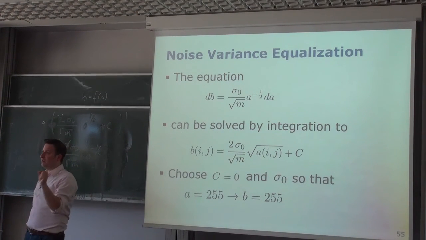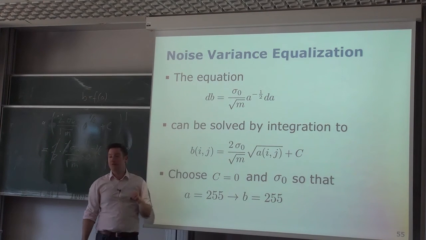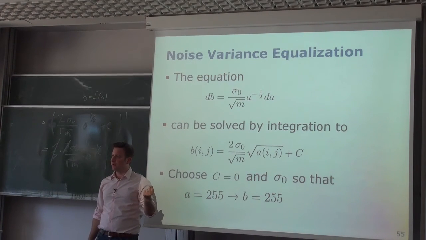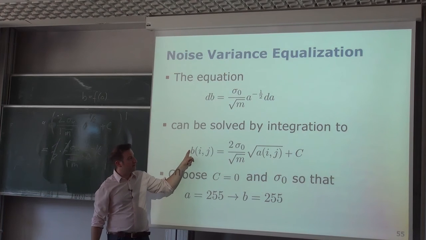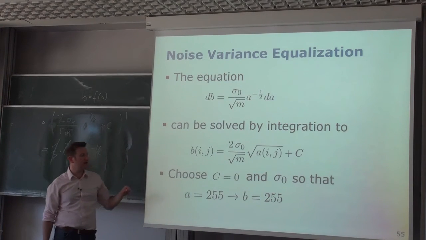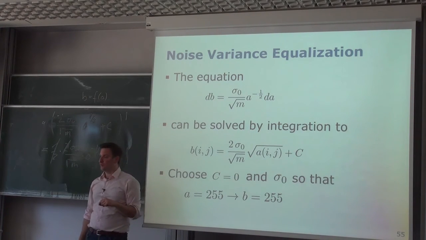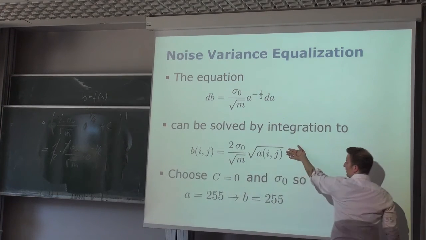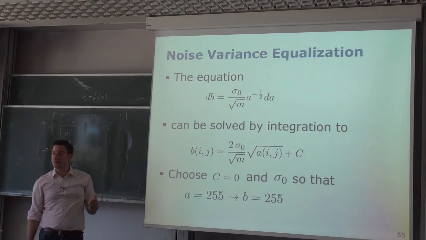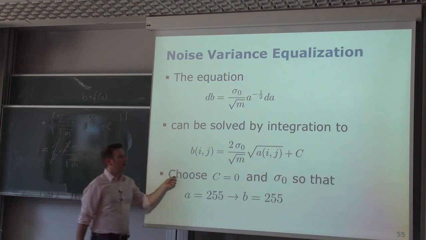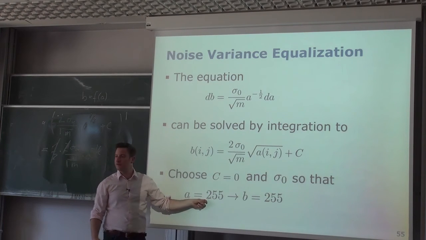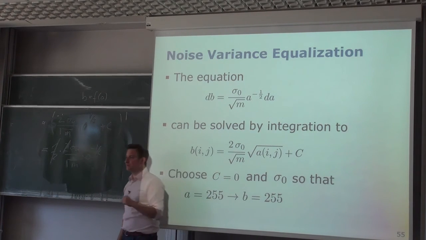What I want to maintain from this mapping is that an intensity value of 0 is also mapped to an intensity value of 0 from the first image to the new image. So, in order that A of 0 is mapped to B of 0, to 0 again, I set C to 0, because then this additive constant goes away. So if this one is 0, also B will be 0, the corresponding intensity values. And then I choose my output variance in a way that the intensity value of 255 is also mapped to an intensity value of 255.